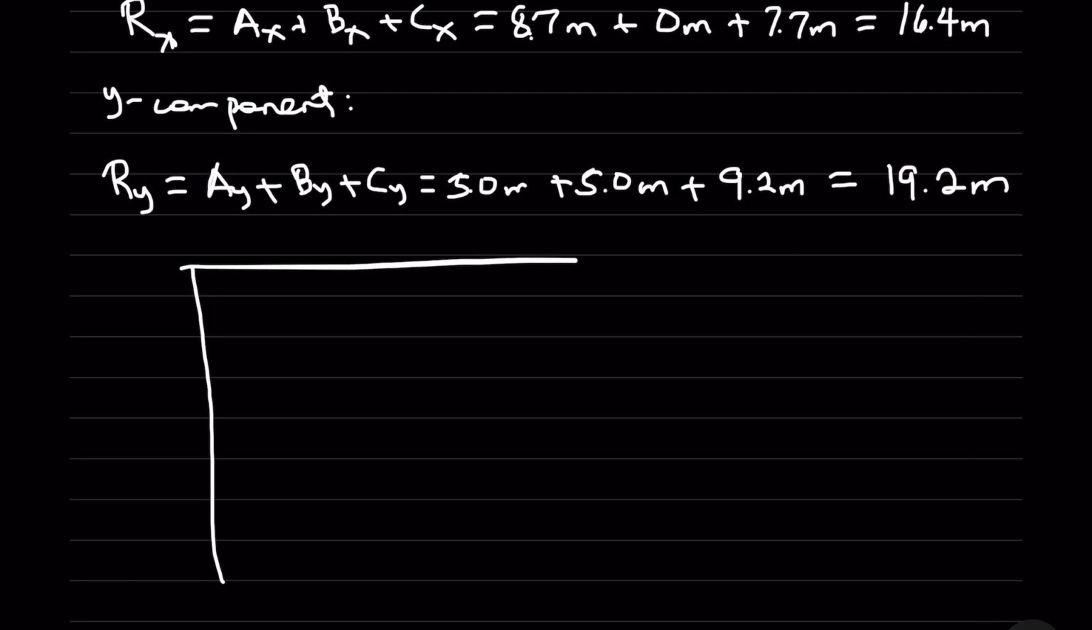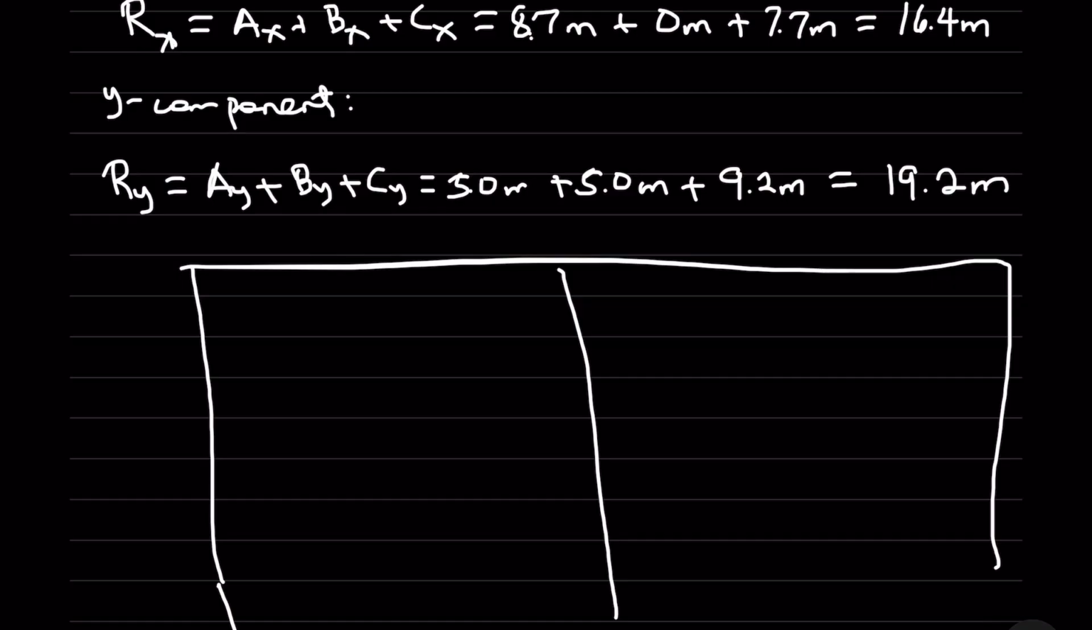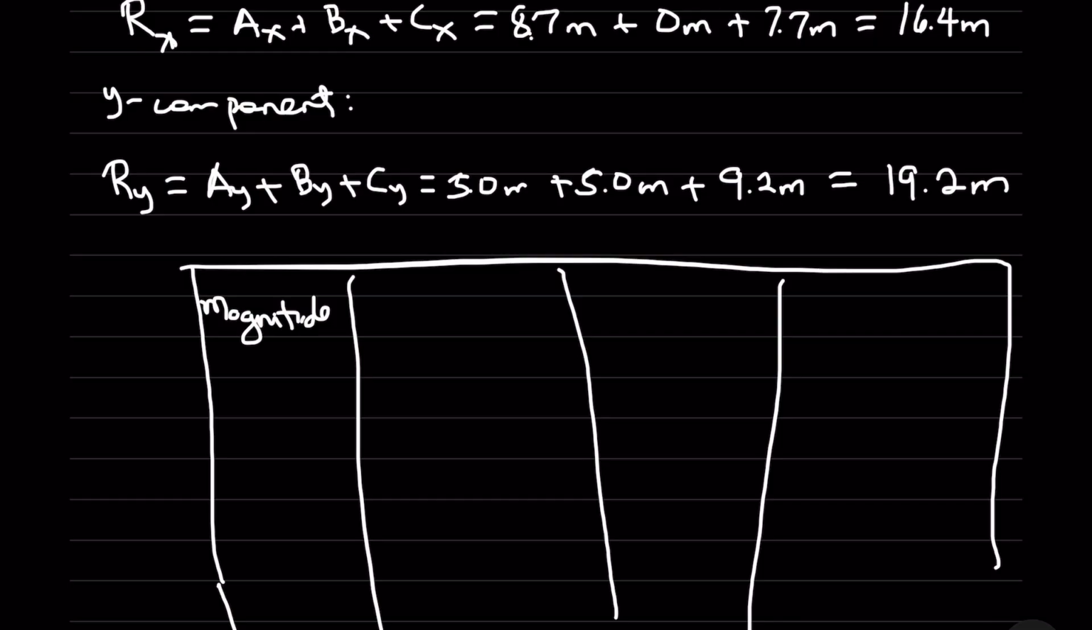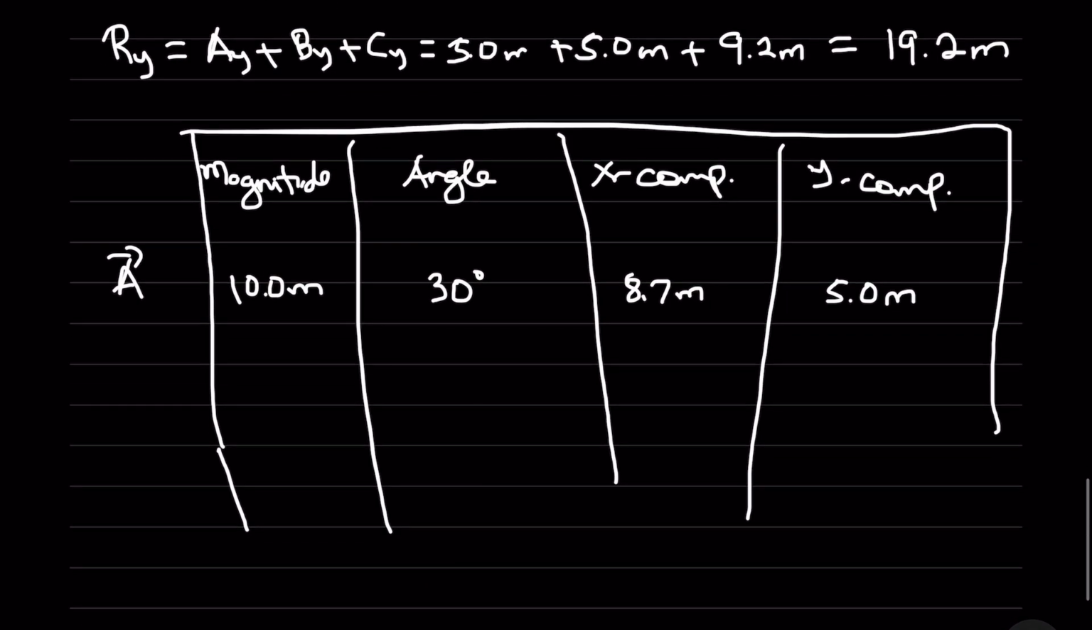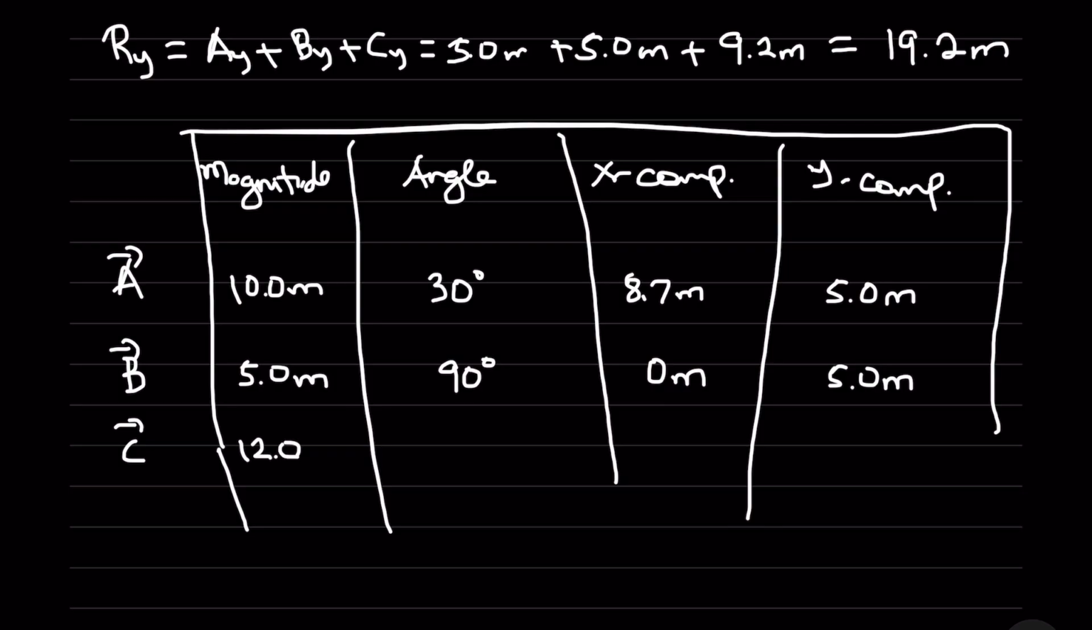In my class, I normally ask my students to construct a table that summarizes the results so that we can clearly see the values of the x and y components of the vectors and how they relate to the x and y components of the resultant vector. So in this table, I put here the magnitude of the vector, the angle that it makes with the positive x-axis, the computed x component, and y component as well. So we do that for the given vectors A, B, and C.